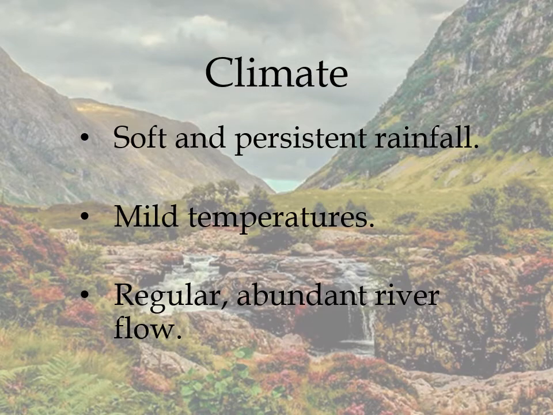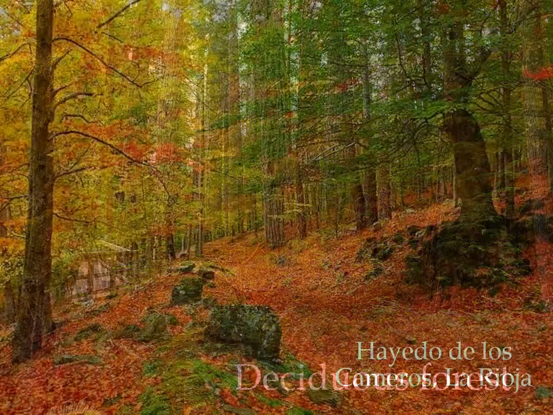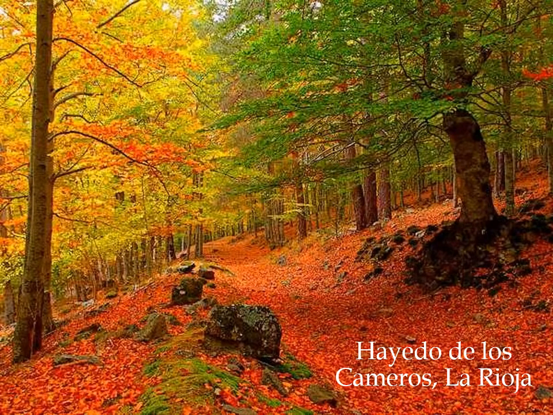The typical vegetation of the oceanic climate is the deciduous forest. This is the one in which the leaf becomes brown or red and falls in autumn. They are very dense forests with a great amount of vegetation because of the abundant rains. When these deciduous forests can't grow, there are still other types of vegetation. Here we can see this deciduous forest in its autumnal aspect.